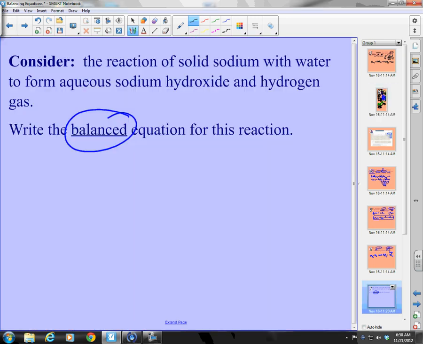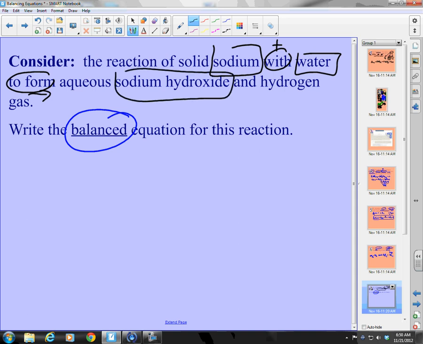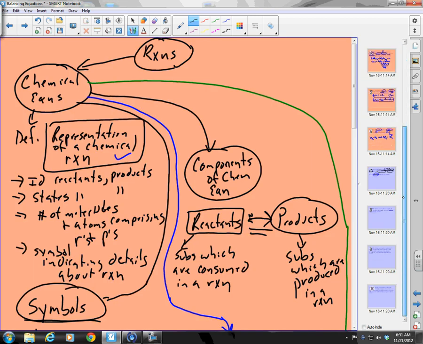Let's go down here. A reaction of solid sodium with, that would be plus, water to form, that would indicate I'm going to have a yield here, aqueous sodium hydroxide and hydrogen gas. So what are my reactants? Well, solid sodium and water are going to be my reactants, and sodium hydroxide and hydrogen gas are going to be my products. Good. So I've identified my reactants and products.